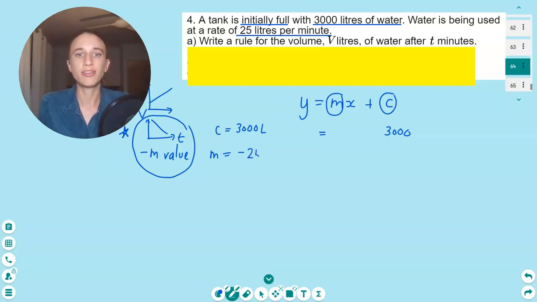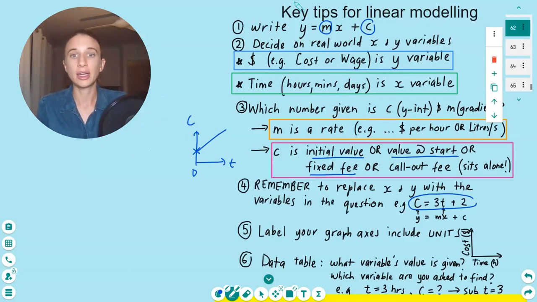Negative 25 liters per minute. It's flowing out of the tank. So I'm going to have to say negative 25 because, and remember, the gradient is a rate. That's why I know that that's the M value. Coming back here, gradient is a rate.